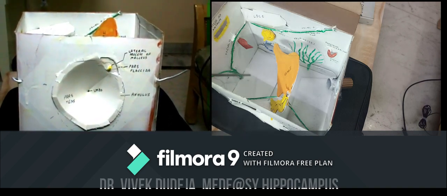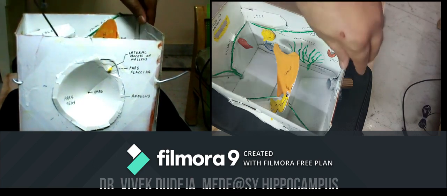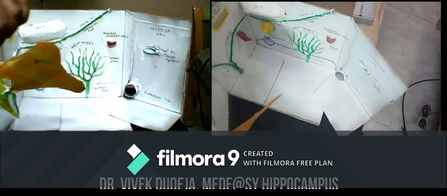Now we will open various walls of the middle ear and see what all are present in the various walls of the middle ear.